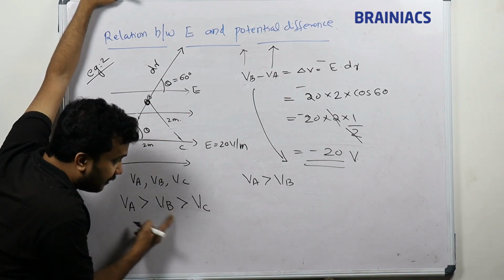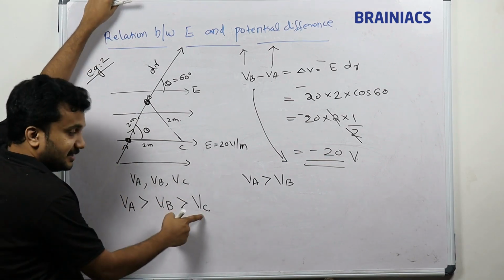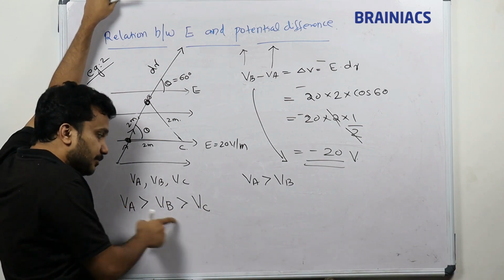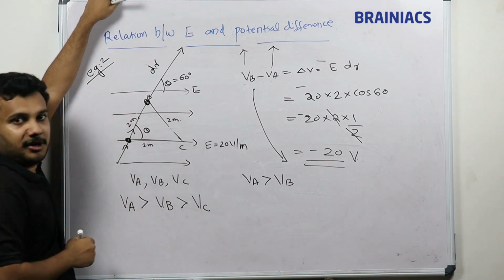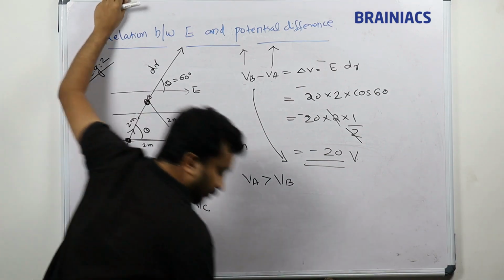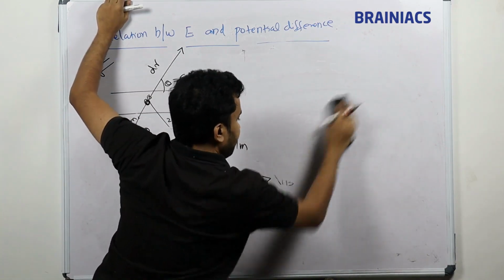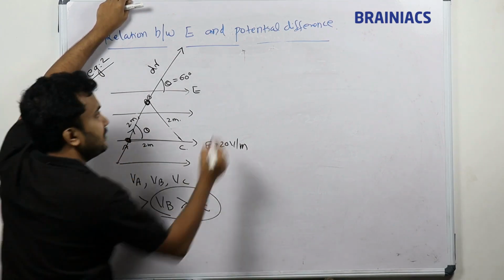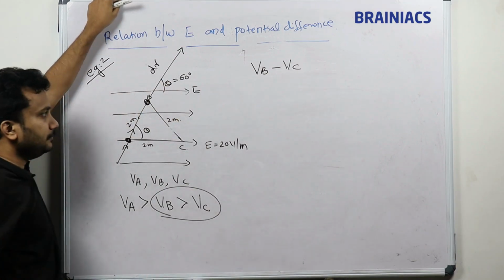If I am taking VC minus VB, what will I get? VC is a lesser value, VB is a higher value. So if I am taking VC minus VB, I will get a negative value. If I am taking VB minus VC, I will get a positive value. You can pause the video and complete this one. Now we will find this difference, VB minus VC.